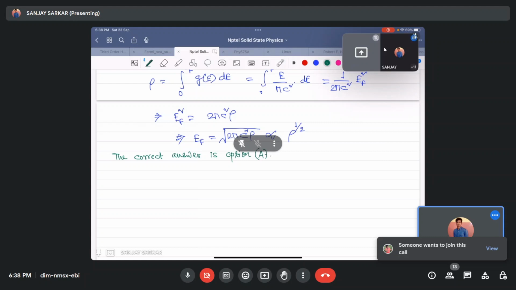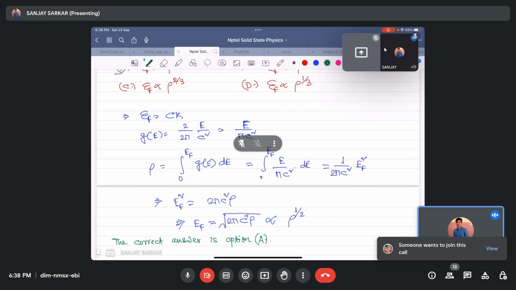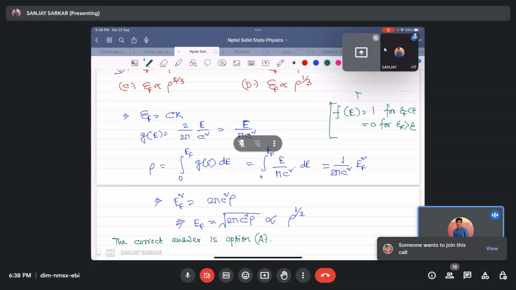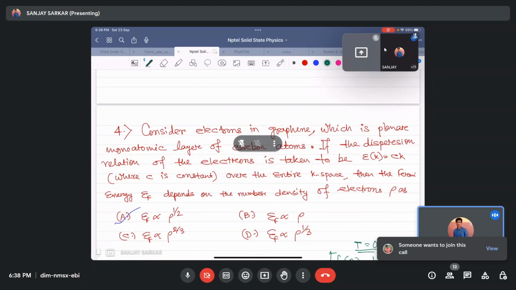Is this clear? So everything we are calculating at 0 temperature, because otherwise we cannot divide the integral into 0 to epsilon f and epsilon f to infinity. We are taking the consideration that the occupation is 1 for energies less than epsilon f and 0 for energies greater than epsilon f. So this is valid only for T equal to 0 Kelvin, and we are calculating these problems for T equal to 0 Kelvin.